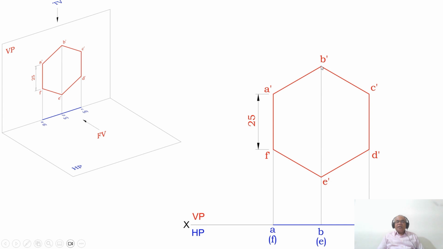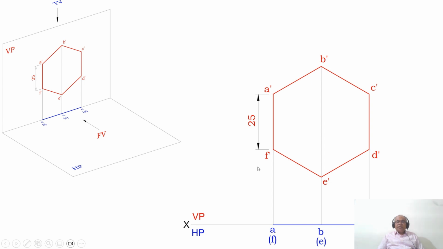Then with B dash as center, take a radius of 25 and cut an arc on the circumference of the circle on the left side and also on the right side. Similarly, with E dash as center, take a radius of 25 and cut an arc on the left side and also on the right side. Mark these 2 points as F dash and D dash. Then join A dash to B dash, B dash to C dash, C dash to D dash, D dash to E dash, E dash to F dash, and F dash to A dash with a dark line. This is how you draw a hexagon of 25 mm sides.